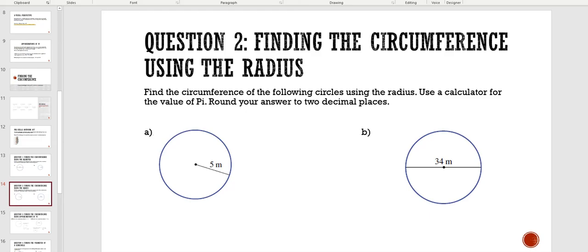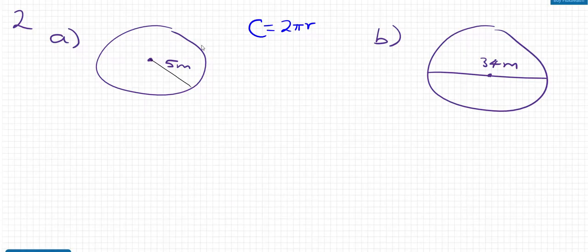For our next question, it says find the circumference of the following circles using the radius. So instead of using that formula, circumference equals pi times d, we're going to use the other one, 2 pi r. And we're doing the same thing. Use a calculator for the value of pi. Round your answer to 2 decimal places. Hopefully your circles look better than mine.